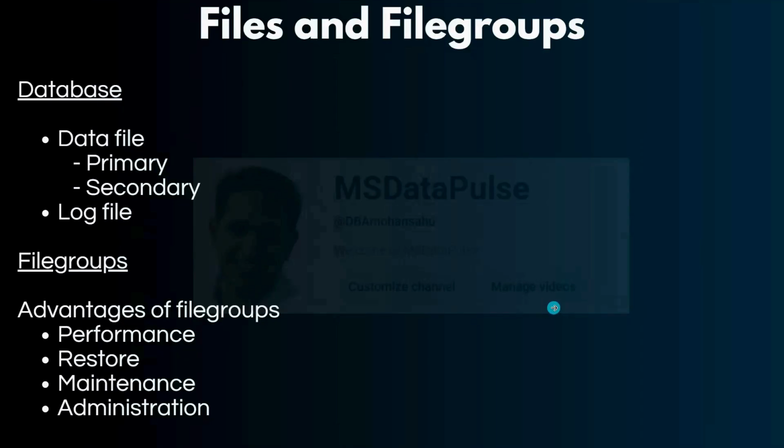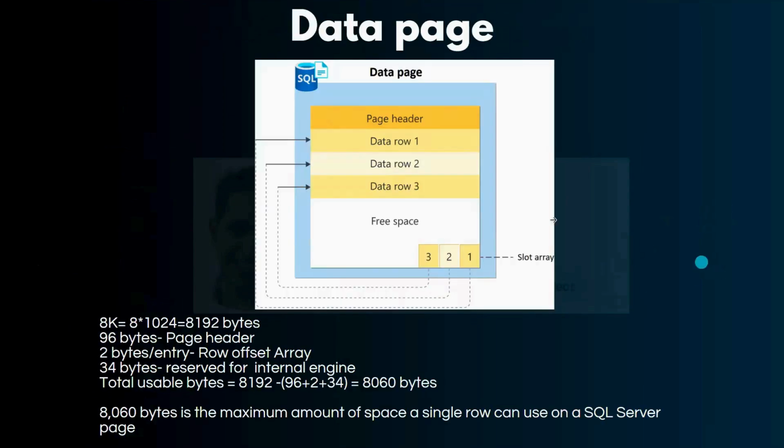Now let's understand how the data is getting stored in SQL Server. In SQL Server, the smallest unit of data storage is called a page. Think of a page as a physical box on your hard drive where SQL Server keeps your data. This is the architecture of a data page. A page is divided into four distinct sections. First is the page header. This is at the very top.